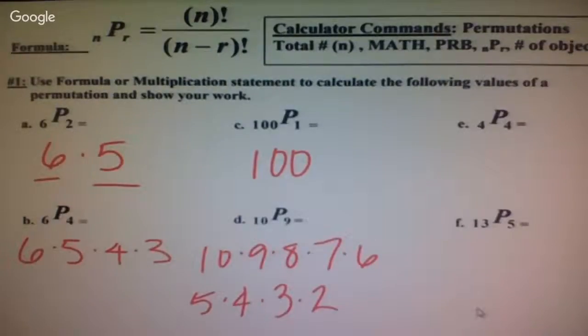E, 4 permutate 4. I need 4, 3, 2, and 1. And 13 permutate 5. 13, 12, 11, 10, and 9. Wait, did we just finish? Oh, we did. We did all of them.